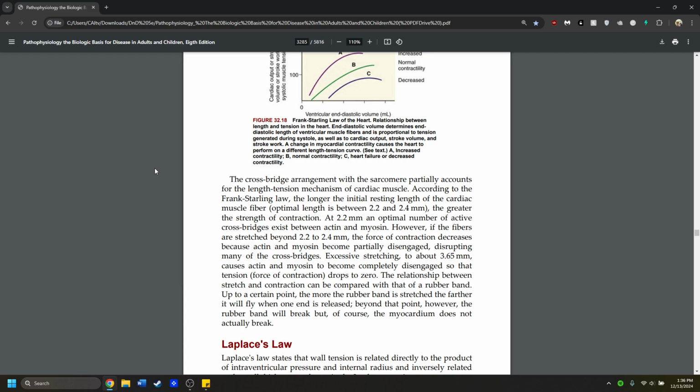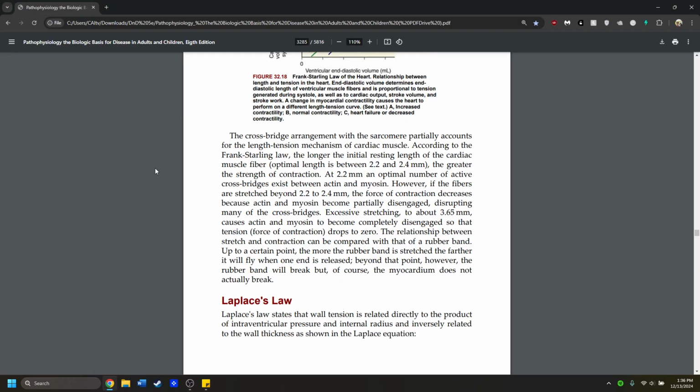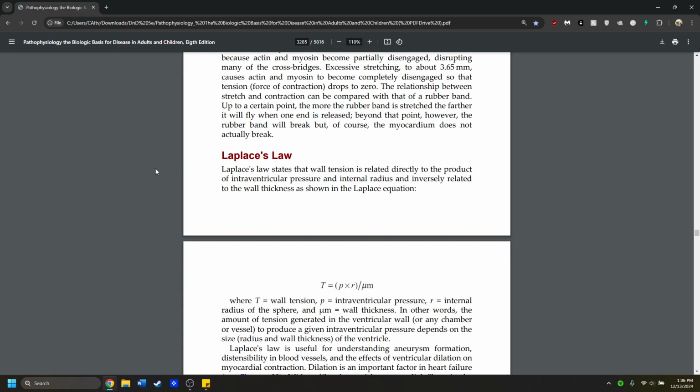The relationship between stretch and contraction can be compared with that of a rubber band, up to a certain point, and the more the rubber band is stretched, the farther it will fly when one end is released. Beyond that point, however, the rubber band will break, but, of course, the myocardium does not actually break. So it's a partial comparison.